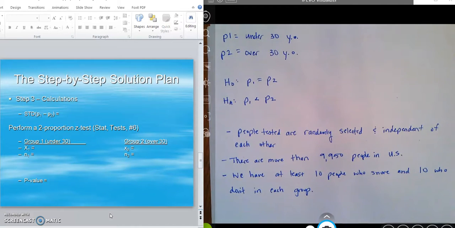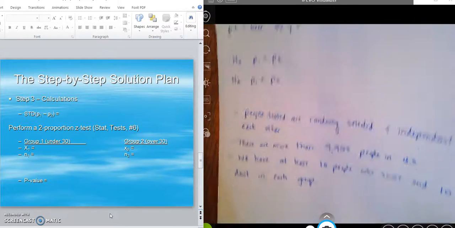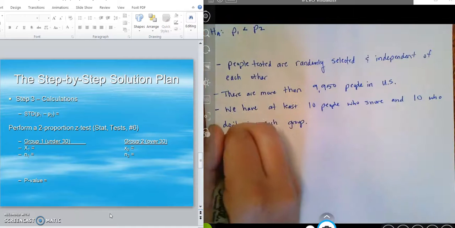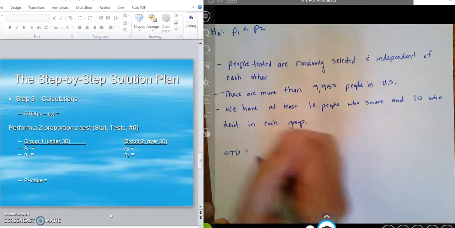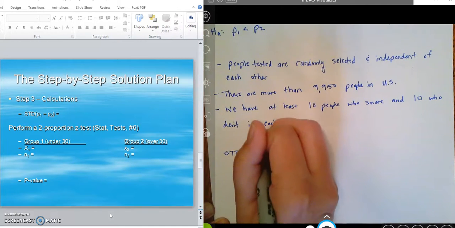All right, some things it wants us to calculate. This is actually not part of your problem. You are not required to calculate standard deviation, but I want to show you how to do it just in case it asks you for the standard deviation. But when doing these problems, this particular piece is not a requirement. So standard deviation is this giant square root.